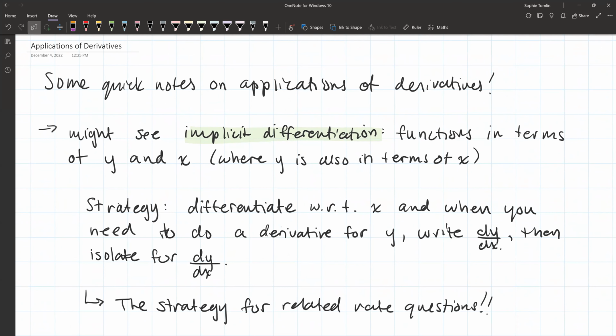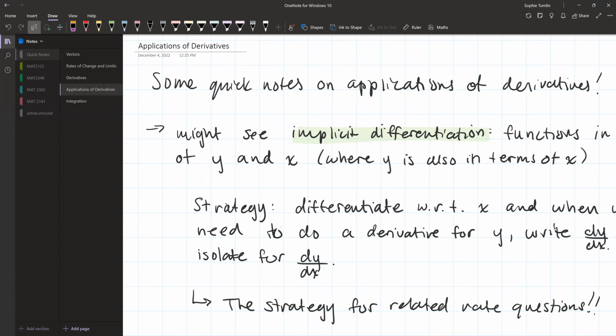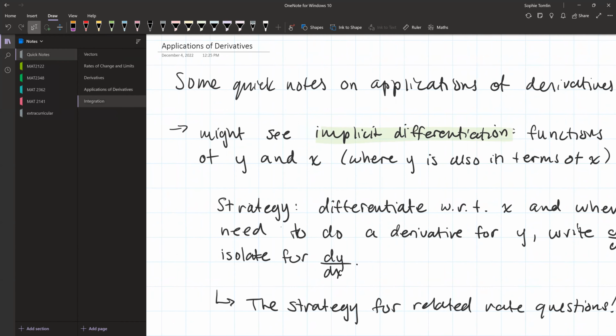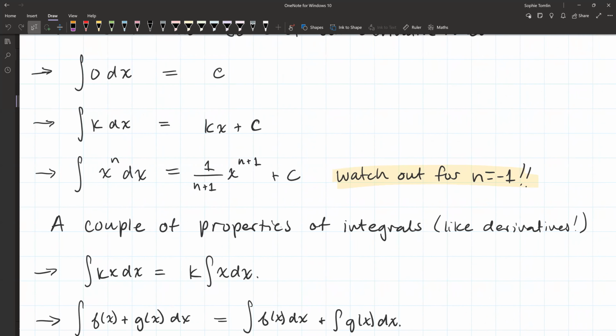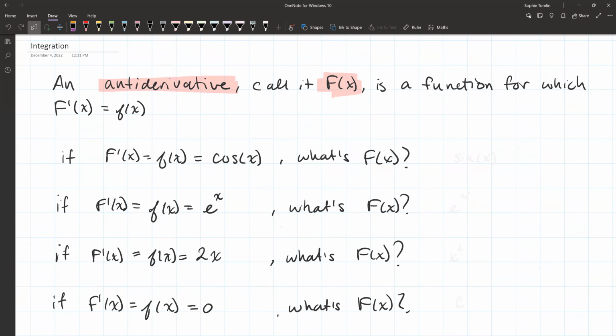We'll probably come back to it at the end with a curve sketching example, because that uses a bunch of derivatives. But really the biggest part of the course is integrals. We talked about derivatives, but an antiderivative goes the other way. So we have an antiderivative called capital F of x. This is a function for which its derivative, capital F prime of x, is equal to this function little f of x.